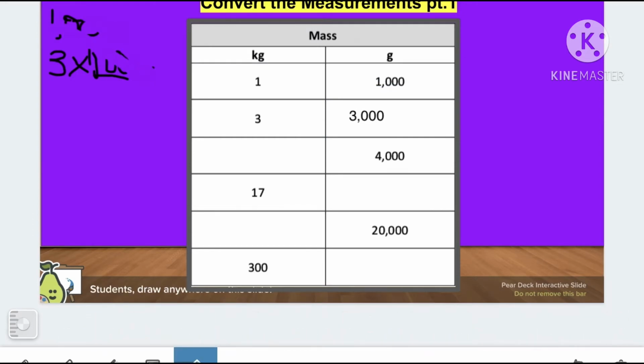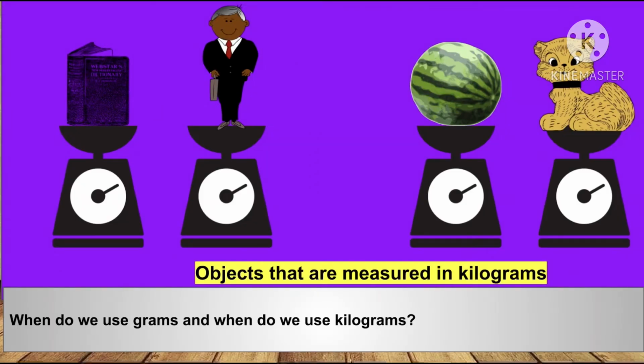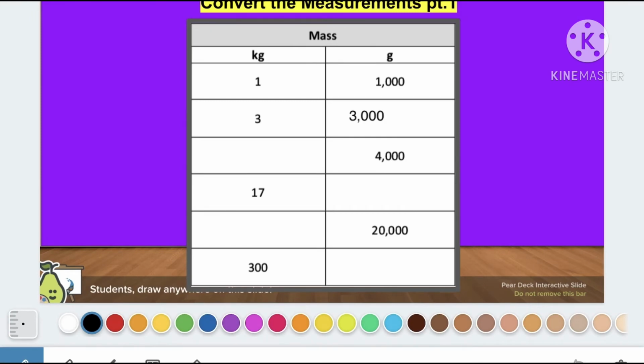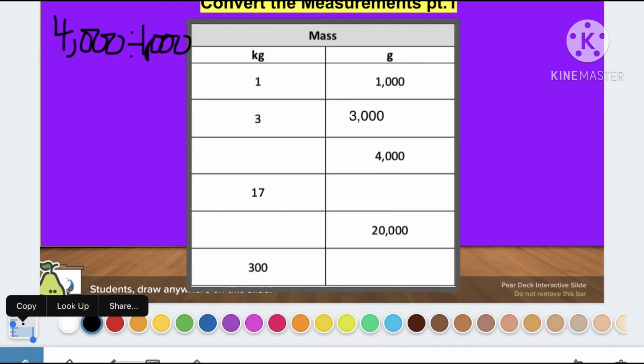Let's try the next one. In the next problem, they give me grams and I have to find kilograms. So remember, I'm now going from here to here. So let's think for a second. What do I need to do again? Absolutely, I'm dividing by 1,000. So I have 4,000 and I want to divide by 1,000. What's my answer? 4,000 divided by 1,000. Yeah, absolutely. 4.